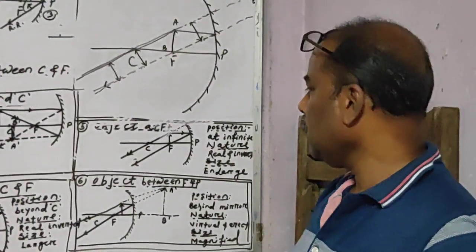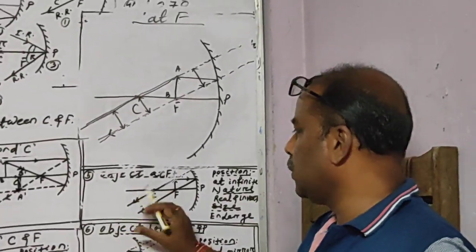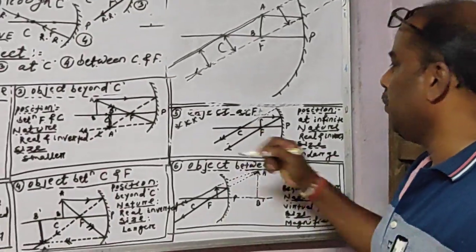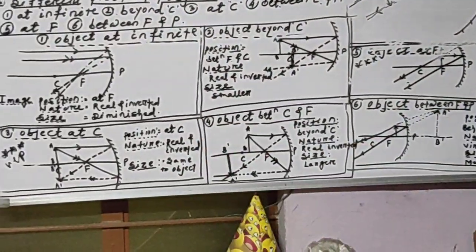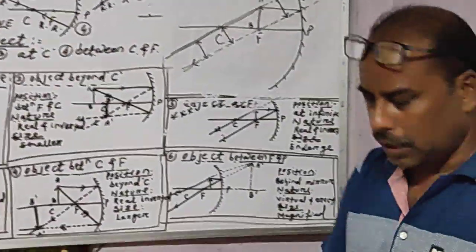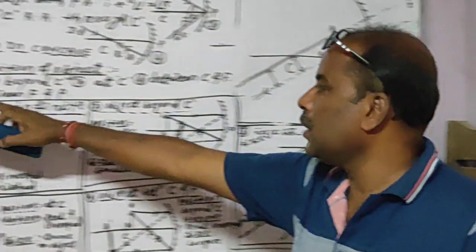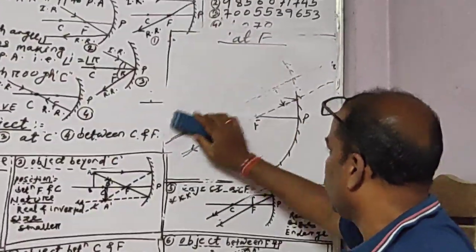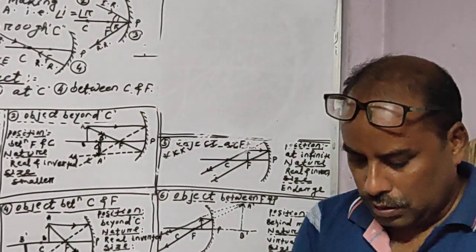Okay. Then here we cannot show the image definitely. This is special also, because here we cannot say the rays are parallel, exactly on the point. And now the last diagram is object between F and P. Last is object between F and P. This is also an important one. You have to practice very carefully.